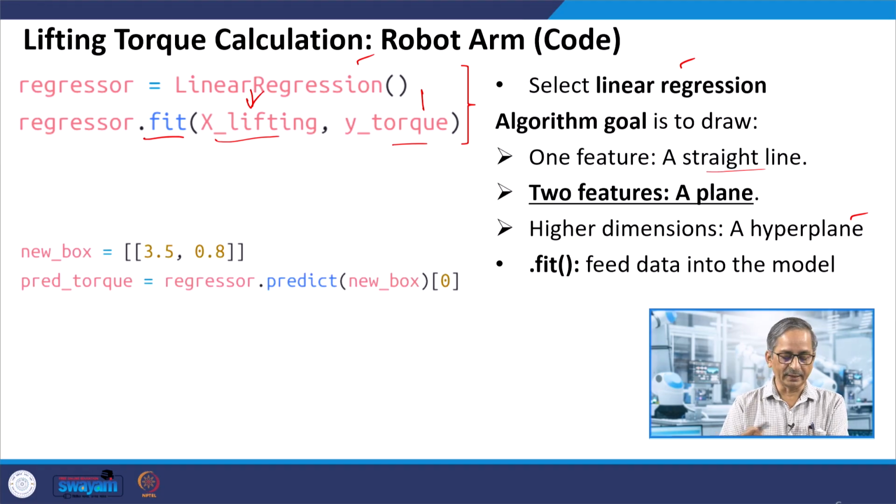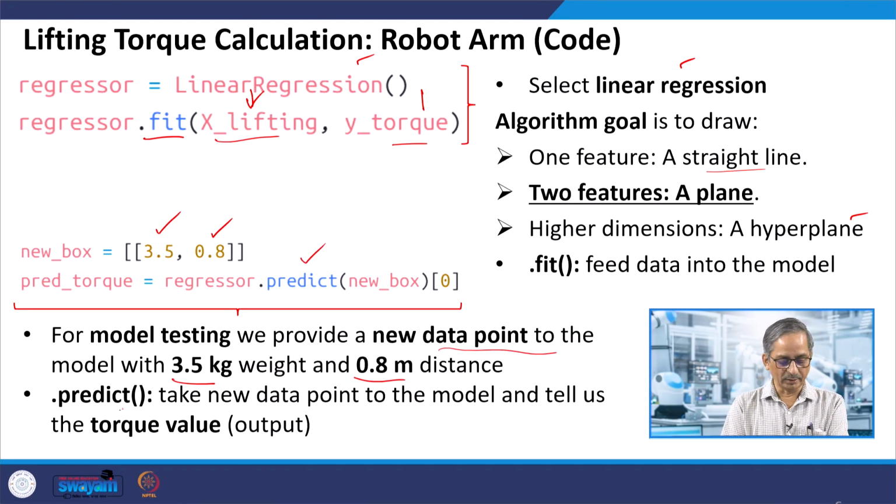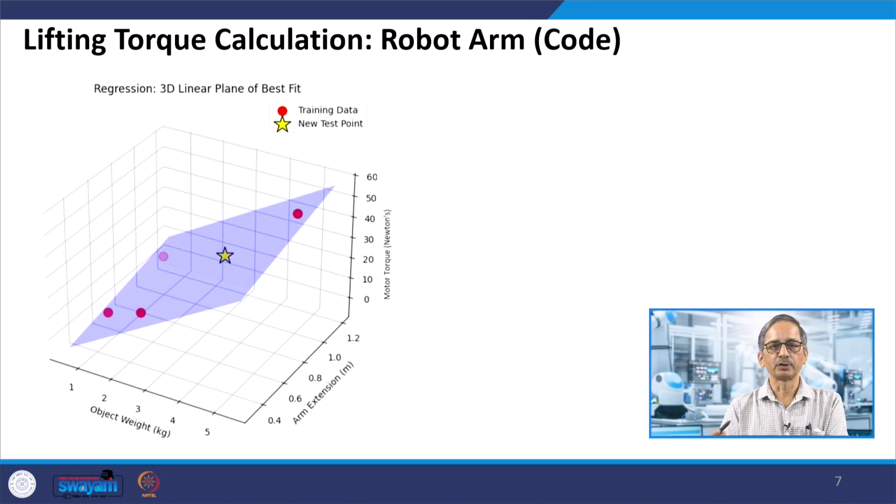And then we say that suppose I have got a new box with a weight of 3.5 kg and a stretch length of 0.8 meter, and this model.predict takes the new data point and tells us the torque output. So, this is my object weight and this is the arm extension, and we have the motor torque requirement. These two are the input data and the motor torque is the output data.